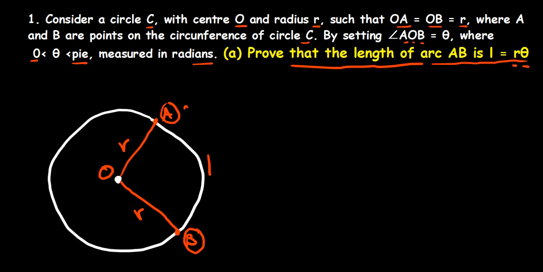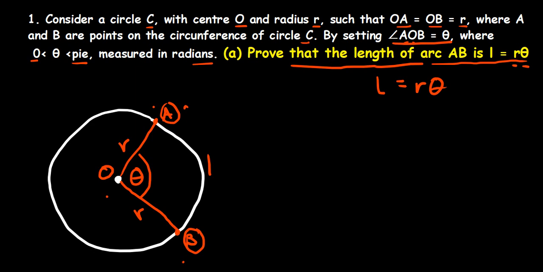Okay, so we know that between these two radius lines here, we are going to have the angle, which is theta. We've been told in the question that angle AOB is theta here. So angle AOB, that's the angle there. So how do we prove this formula that the arc length is equal to R multiplied by theta? We are going to prove this formula here by using ratios.